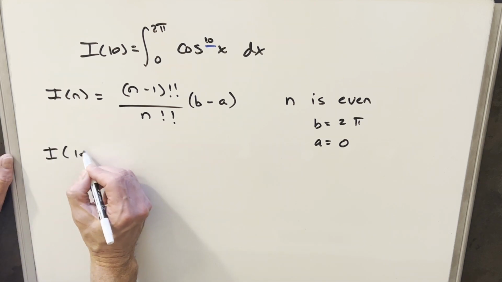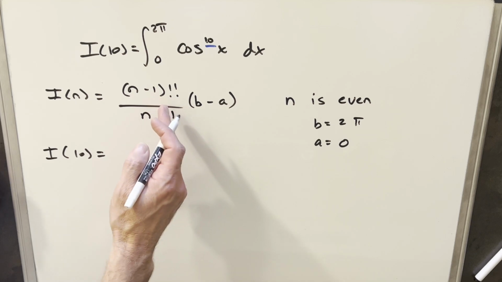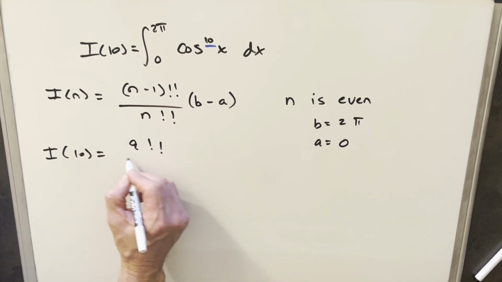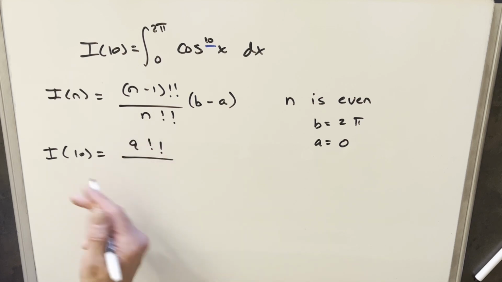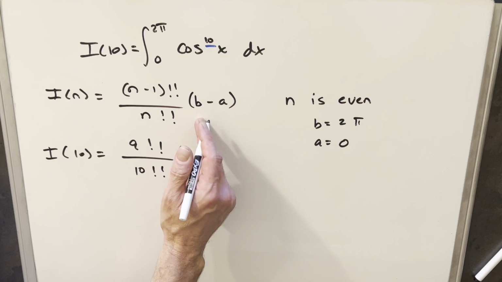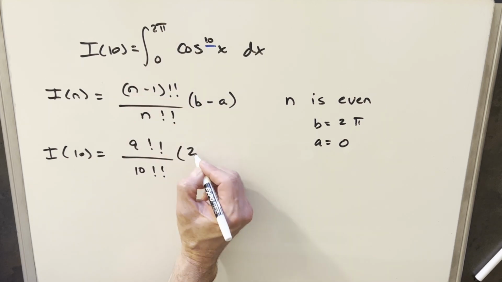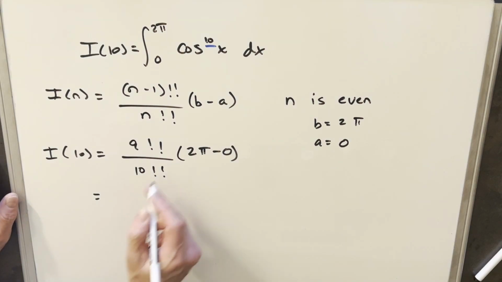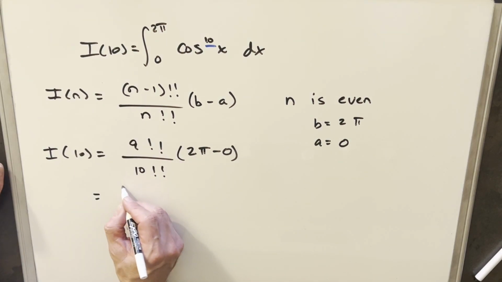So for our I of 10, first we're going to have n minus 1 double factorial, so that's going to be just 9 double factorial here. In the denominator, we're going to have our n value, which is 10, so this is going to be over 10 double factorial, and then our b minus a is just going to be the difference of the bounds, so this is going to be 2 pi minus 0. But then I can just expand out these double factorials and get some simplification.